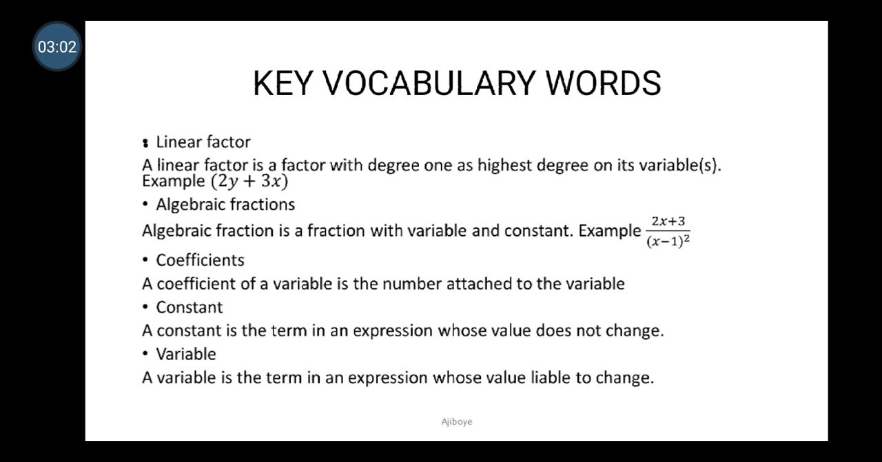Also, we have constant. A constant in an algebraic expression is a term that does not have a variable, or the term in the expression whose value does not change is called a constant. Whereas a variable is a term in an expression whose value is liable to change. For instance, in the example of the algebraic fraction, x is a variable, right?